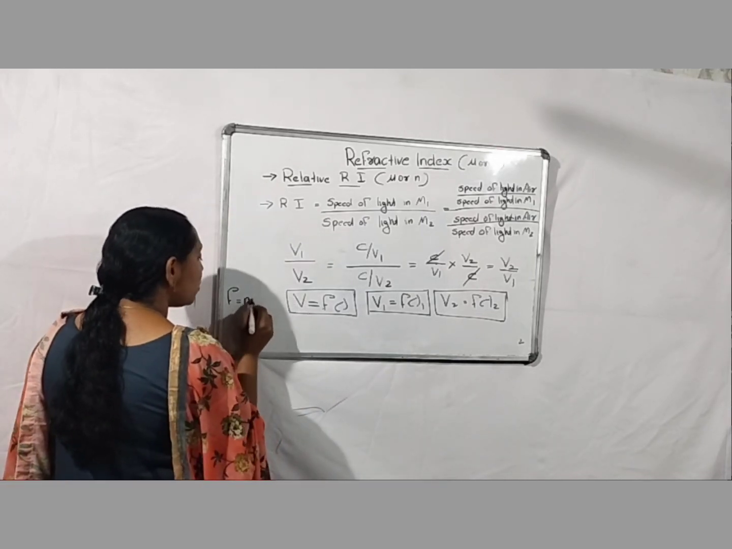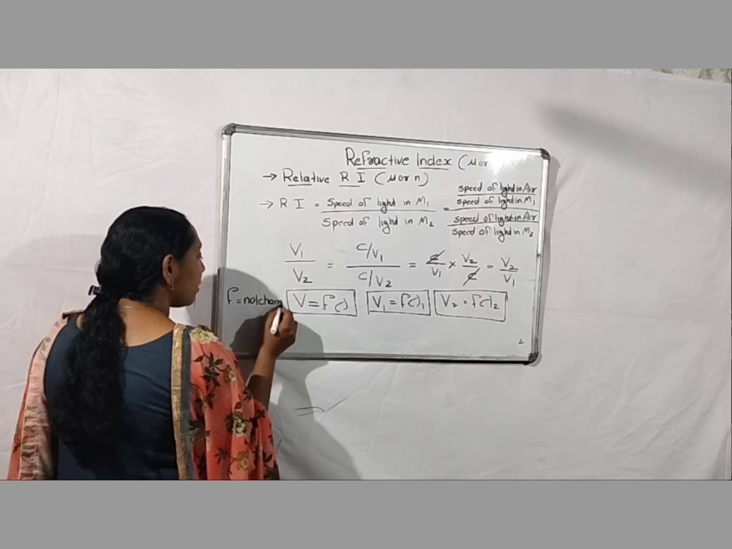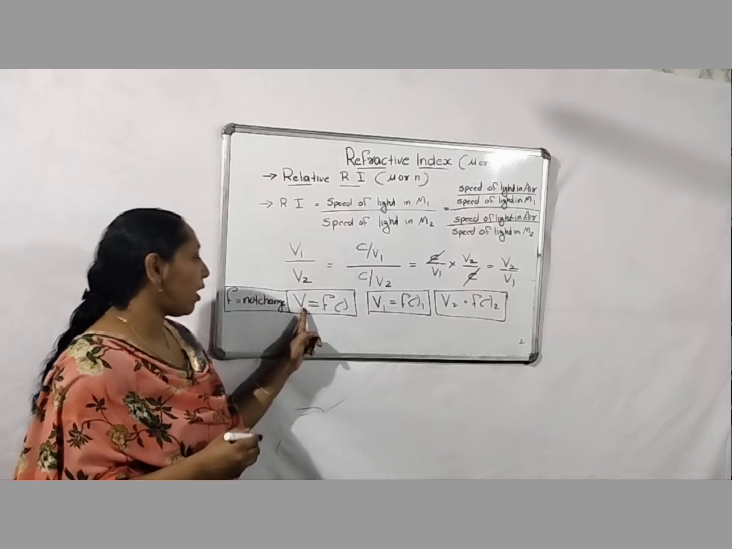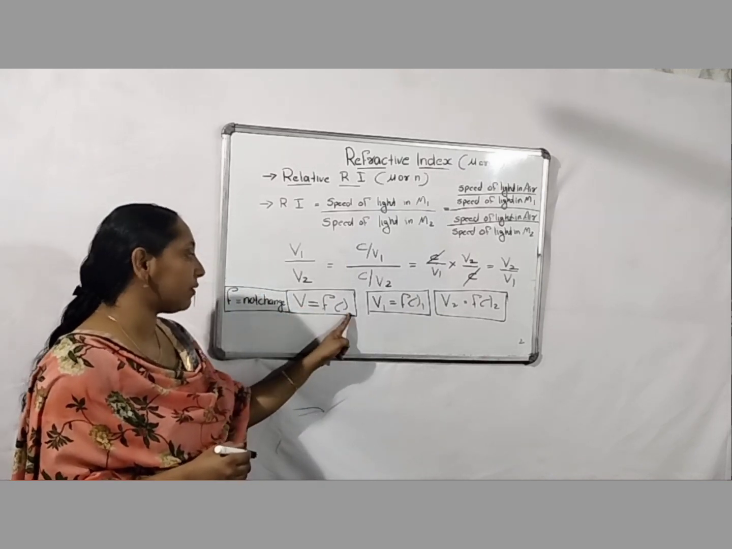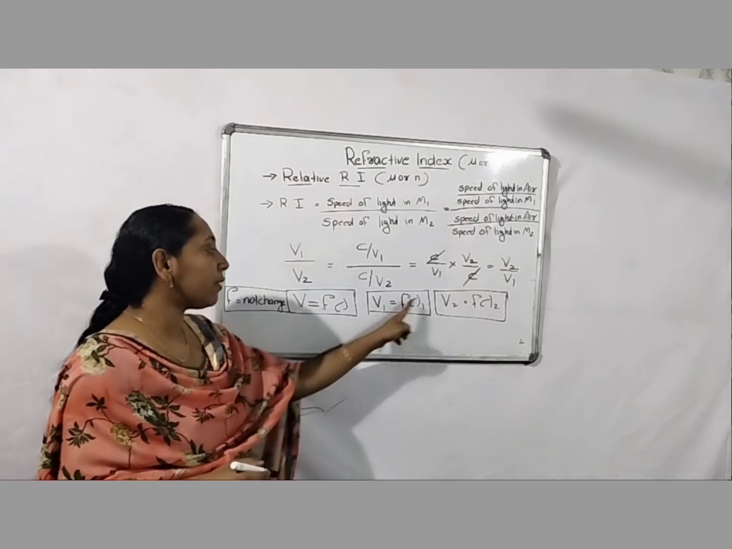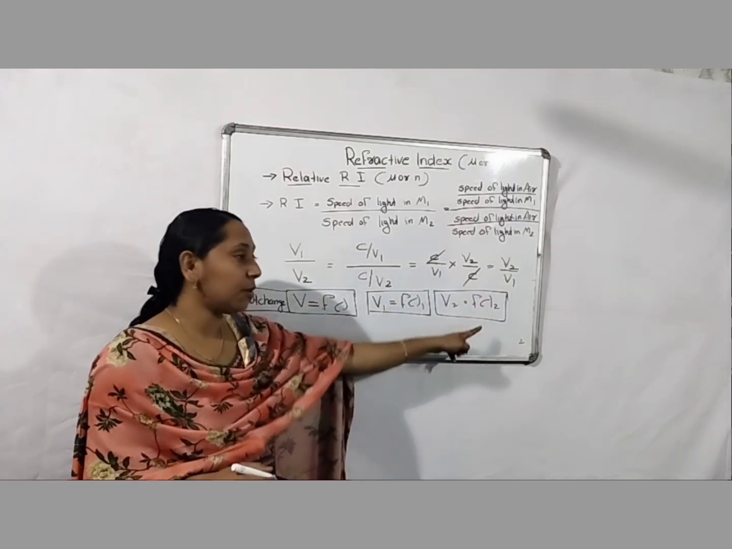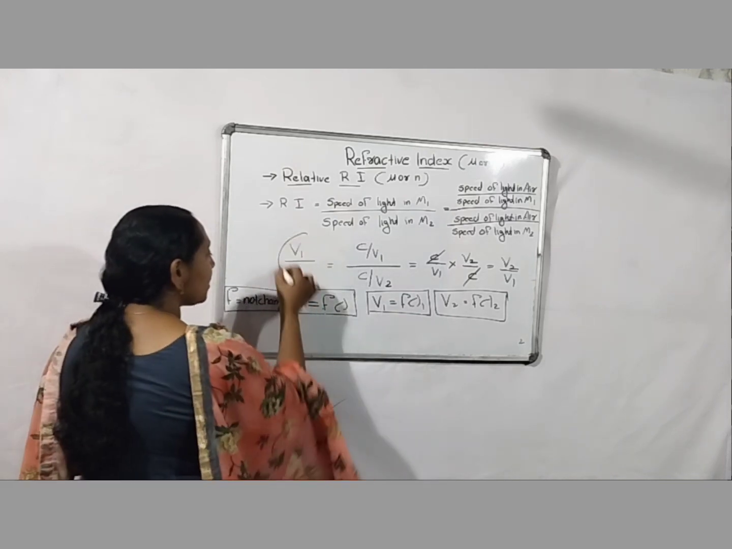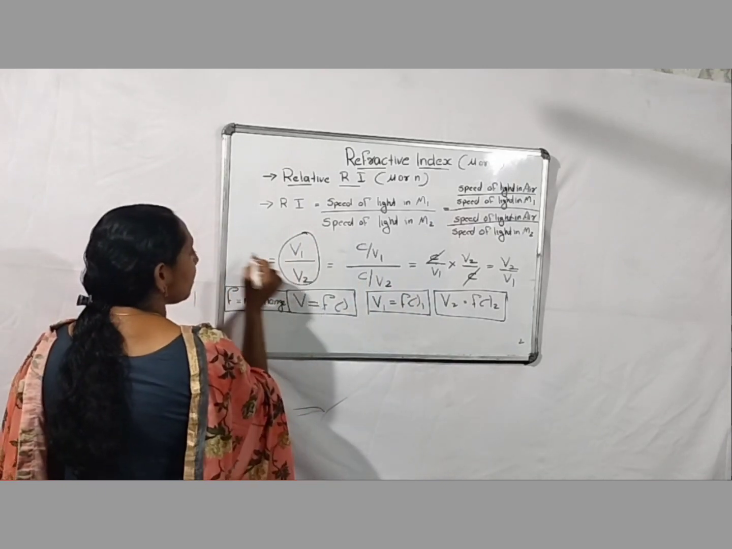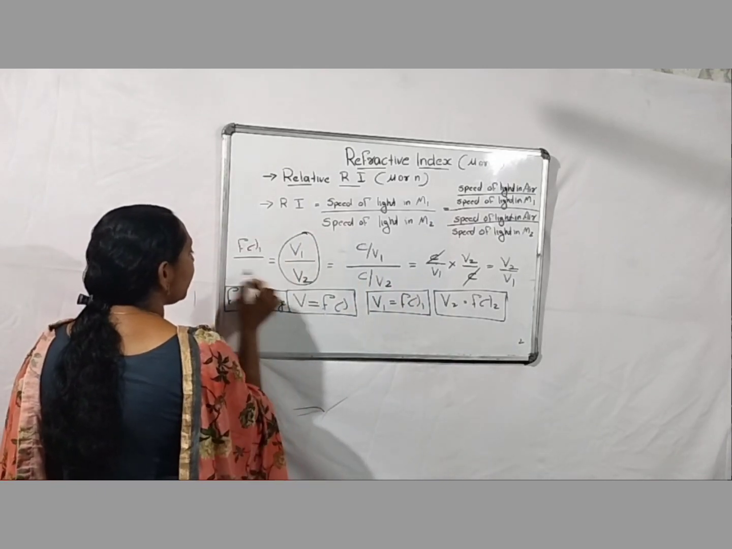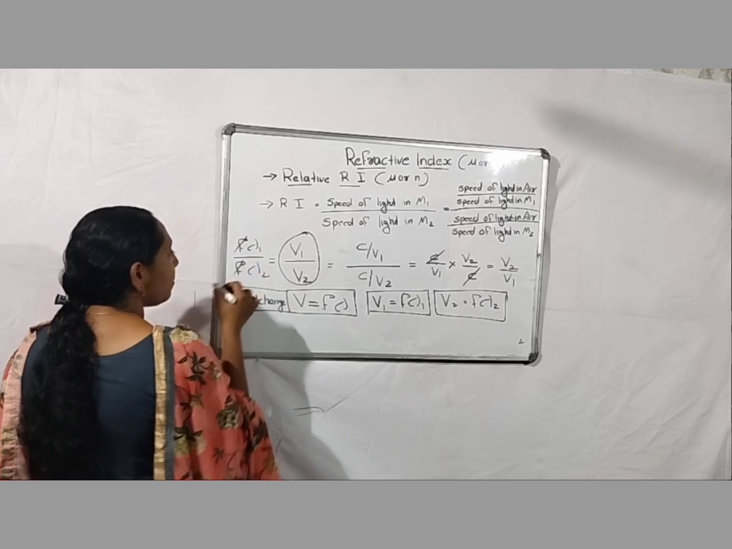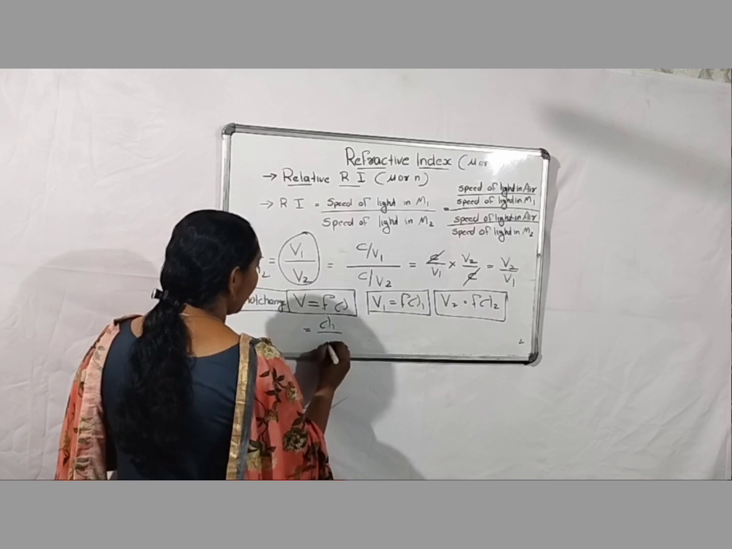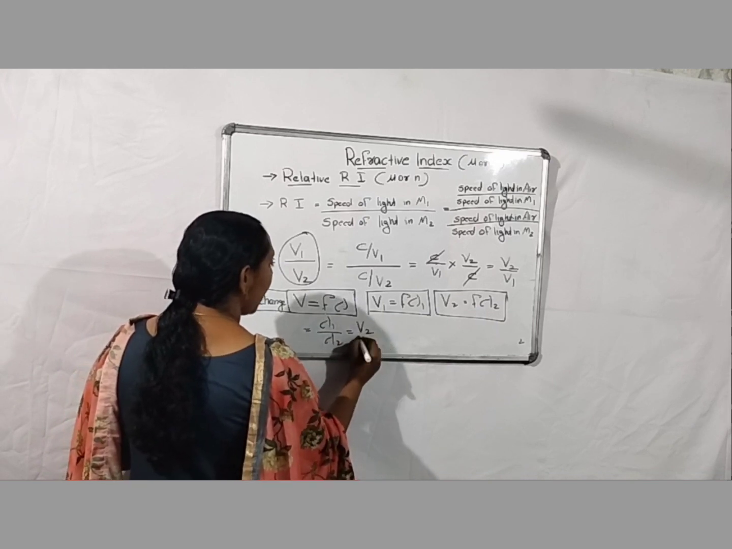Frequency is not changed in any medium. That's the reason velocity equal to frequency into wavelength. In the case of V1, F lambda 1, V2, F lambda 2. In any medium the frequency of the light is always constant. So from this case I will just replace it here. V1 means F lambda 1, V2 means F lambda 2. F will be cancelled, lambda 1 by lambda 2. So I can write here lambda 1 by lambda 2 equal to V2 by V1.